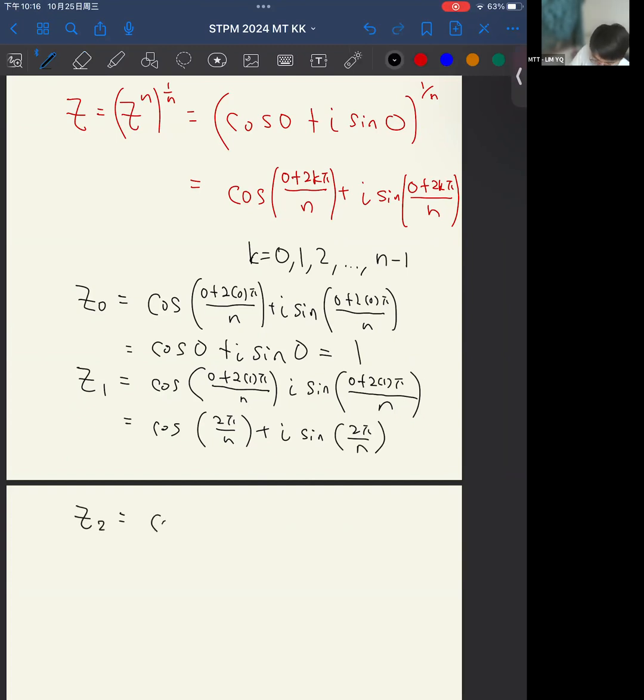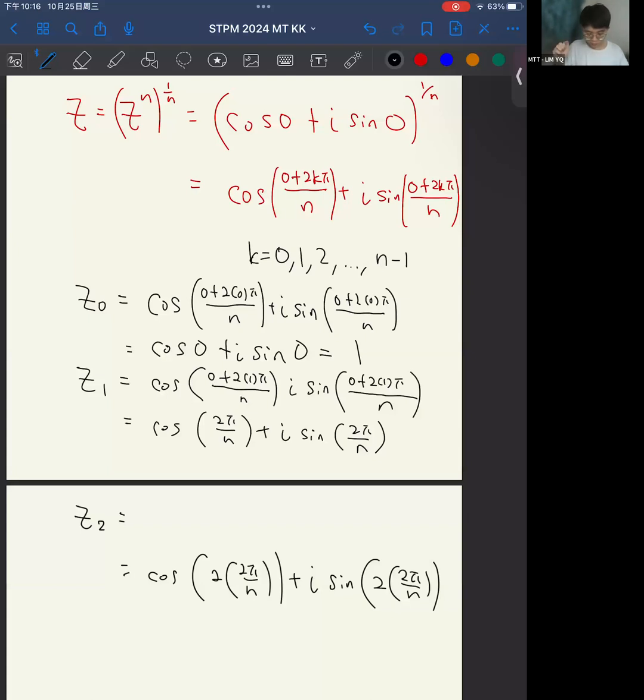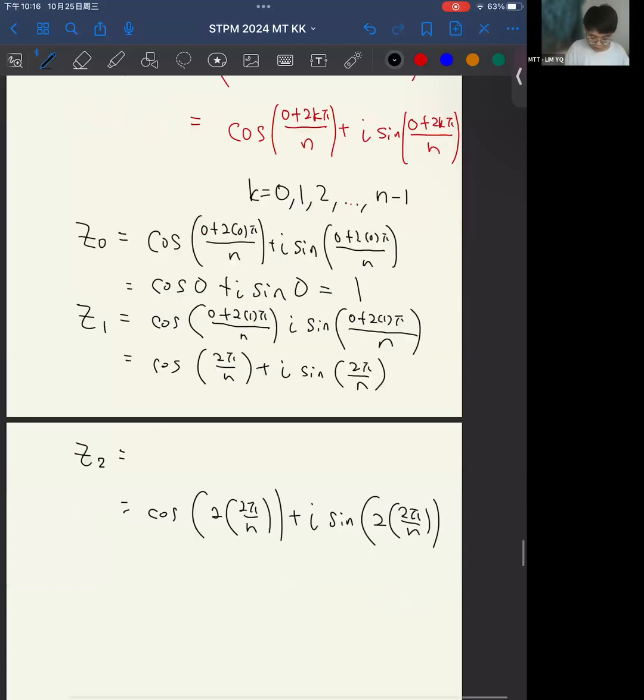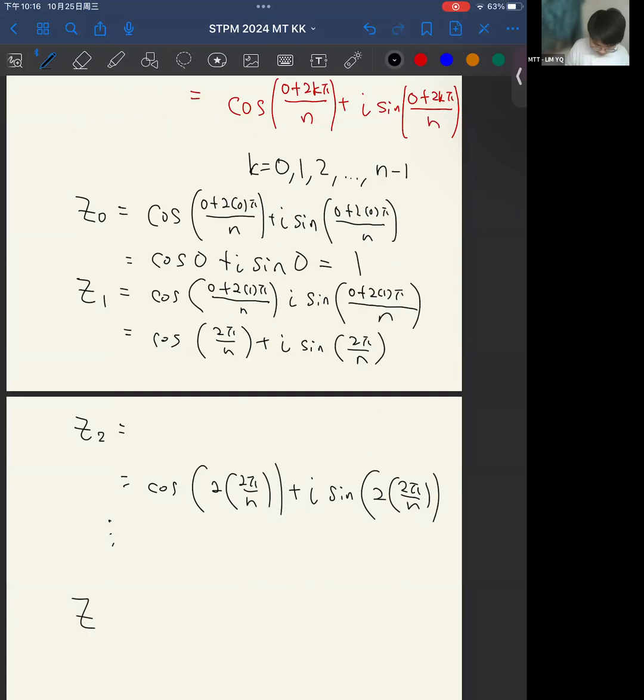You should be able to show that cos this one. Okay, you write blah blah blah, and then finally it is cos of 2 multiply 2 pi over n plus i sine of 2 multiply 2 pi over n like this. Okay, the multiple of the value 2 times. Okay, and then dot dot dot. What is Z final one? Final one is Z n minus 1.